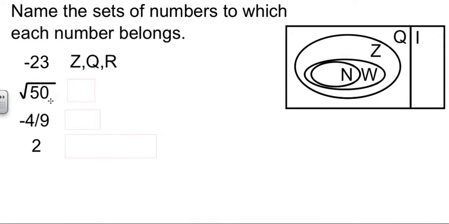The square root of 50, I punch on my calculator and I get 7.07 blah blah blah. That's not a rational number, so it fits into irrational. And then also reals. -4/9. Certainly not a natural number. It's not a counting number. It's not a whole number. It's not an integer. So it only fits the description of being rational, because it's a fraction, and real.